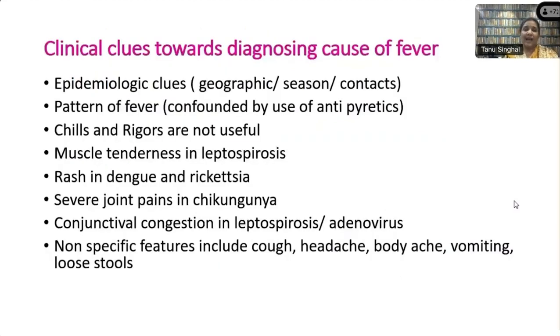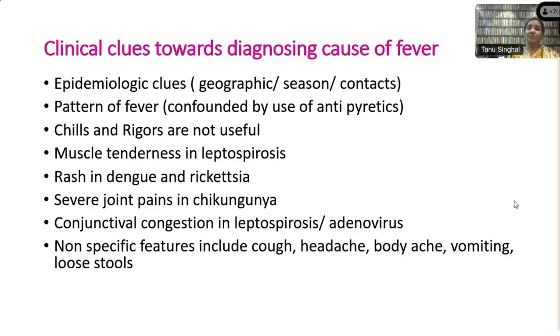So before we go to the lab test, let's talk a little bit about what are the clinical clues which help us in diagnosing the cause of this fever. The first are the epidemiologic clues, like the geographic location. For example, there will be areas in India like the Konkan belt or Sholapur or Tamil Nadu, where there will be a lot of rickettsial infections, which are less common in Mumbai. Then it also depends on the season. So, for example, in this season in Mumbai, the top 2 causes of acute febrile illnesses are dengue and leptospirosis.